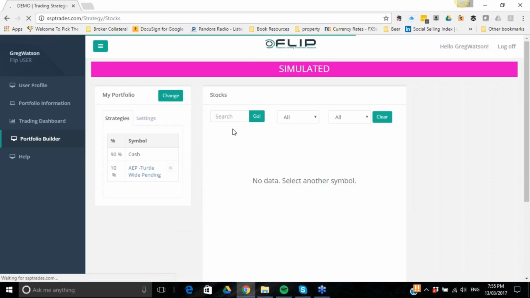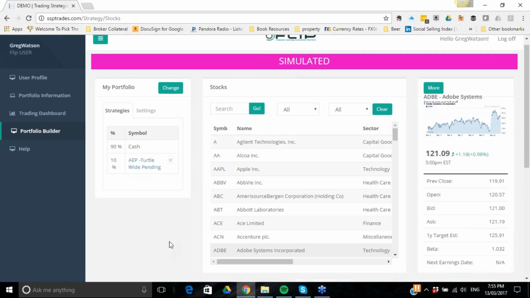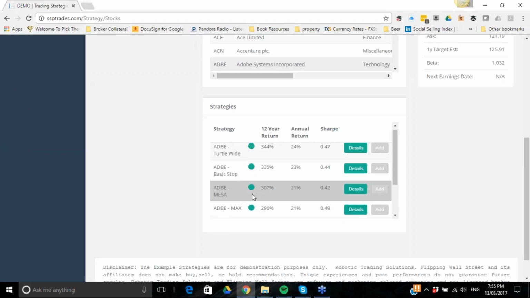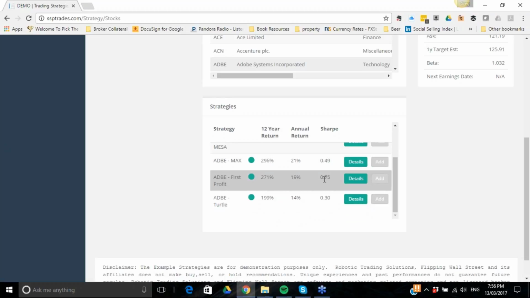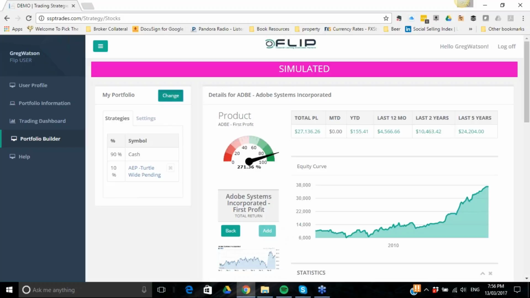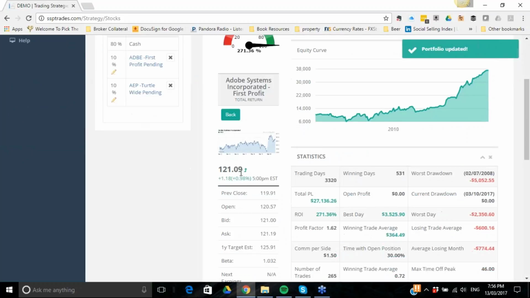So the second one that I want to add is Adobe Systems Incorporated. Again, they have a number of different strategies there, with annual returns ranging from 24% down to 14% with different Sharpe indexes. I'm just going to pick this one down here, First Profit. It's got a higher Sharpe index than all of the others. I'll tell you about Sharpe indexes in a minute. Or is it Sharpe indices? So we're going to hit change there, and we're just going to add that in straight away. And that's good. So we've put an extra one in there.